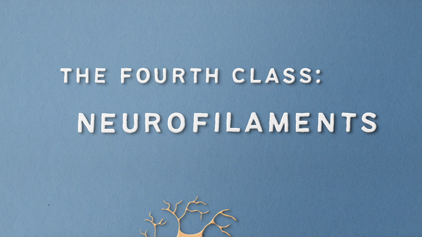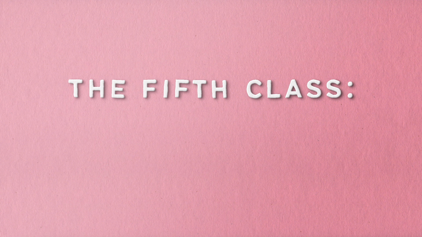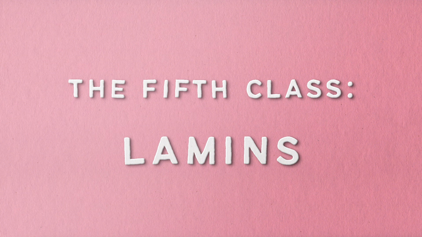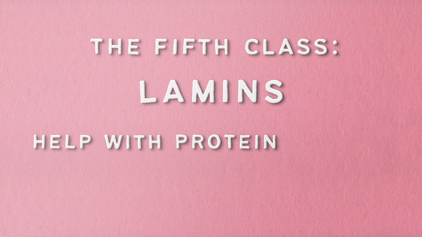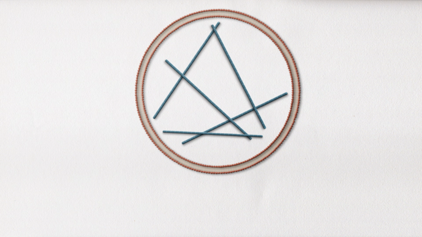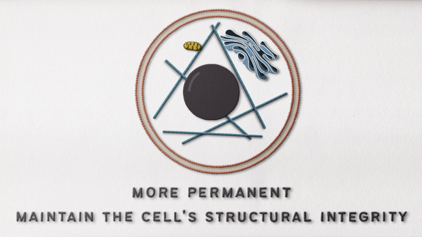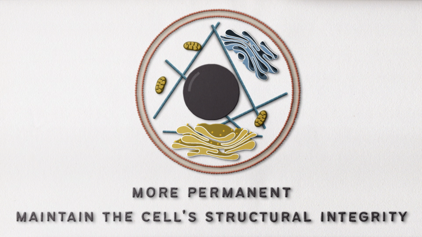The fourth class of IFs are neurofilaments, which are present in motor neurons and help shape cells. The fifth and final class of IFs is lamins, which help with protein binding and again provide stability. Intermediate filaments are a more permanent aspect of the cytoskeleton, helping maintain the cell's structural integrity and keeping the nucleus and organelles where they belong in the cell.